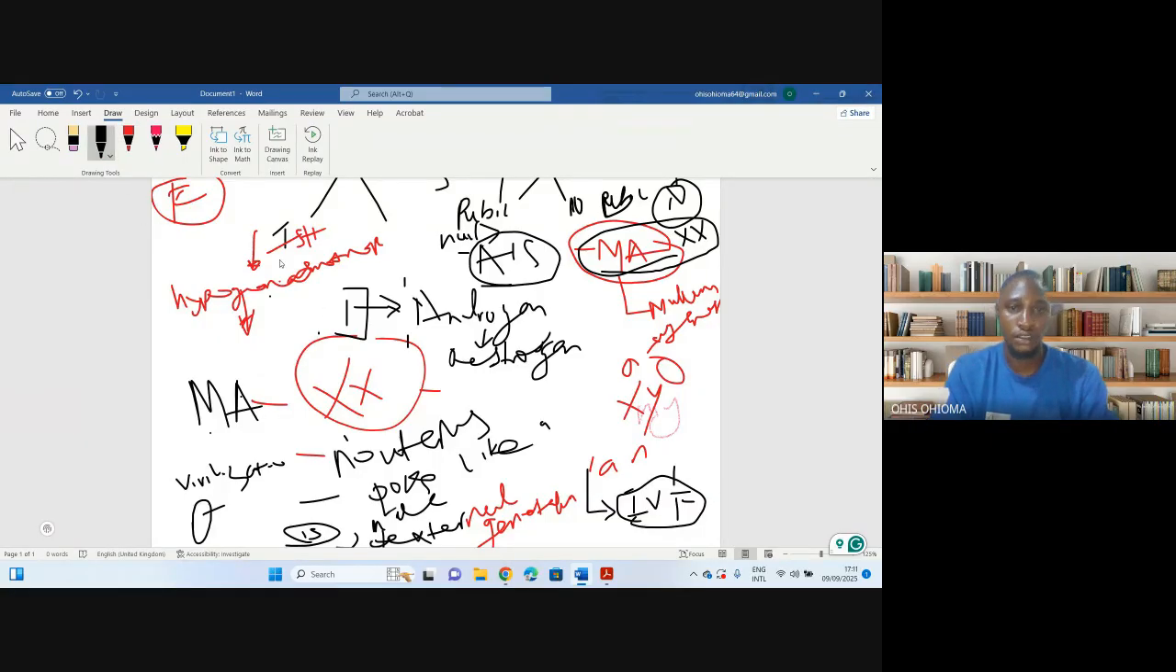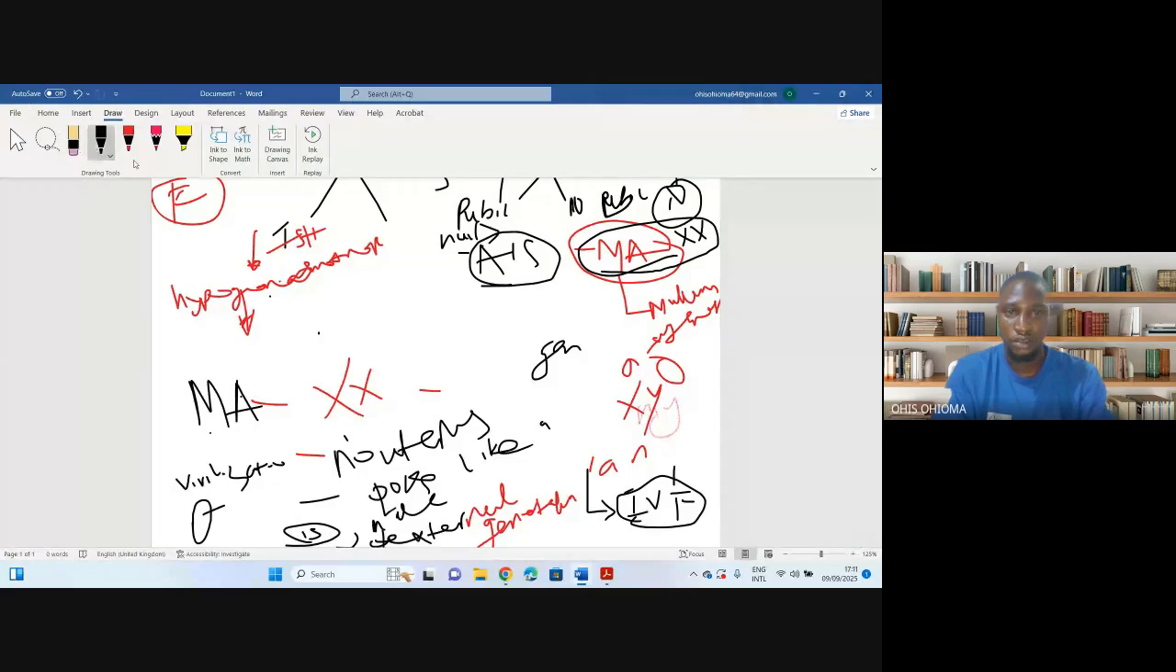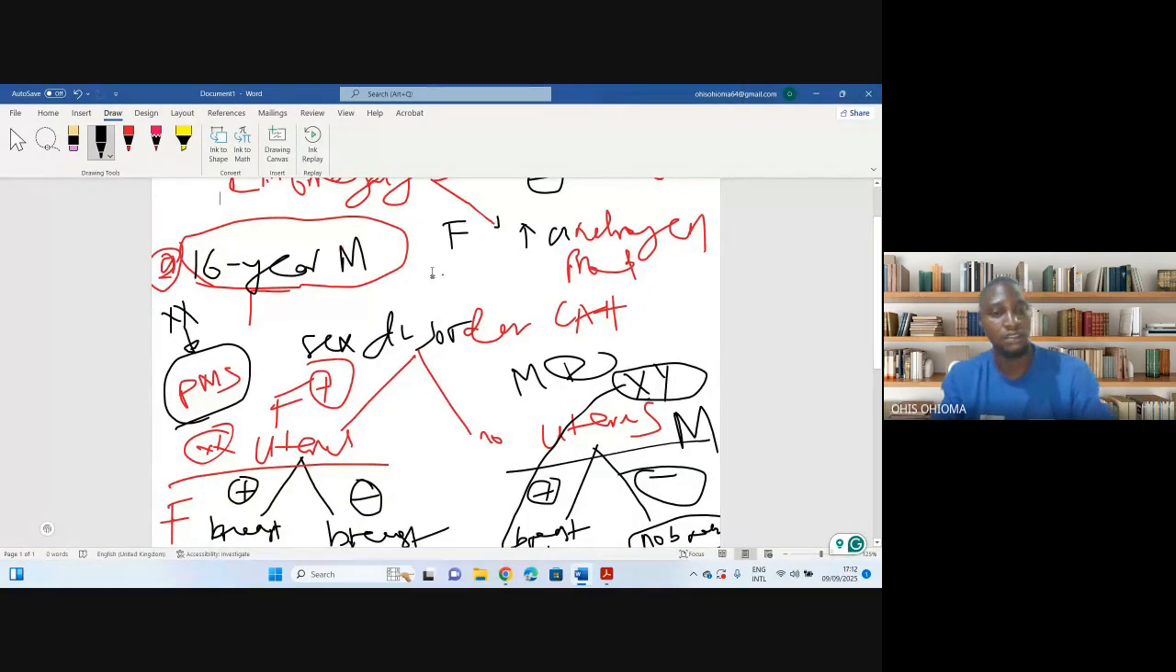This is in contrast to what we have on the other side, where when you check the FSH level it is increased, but the estrogen level is reduced. And so this patient will have what we call hypergonadotropic hypogonadism. So let me summarize everything I've said here.